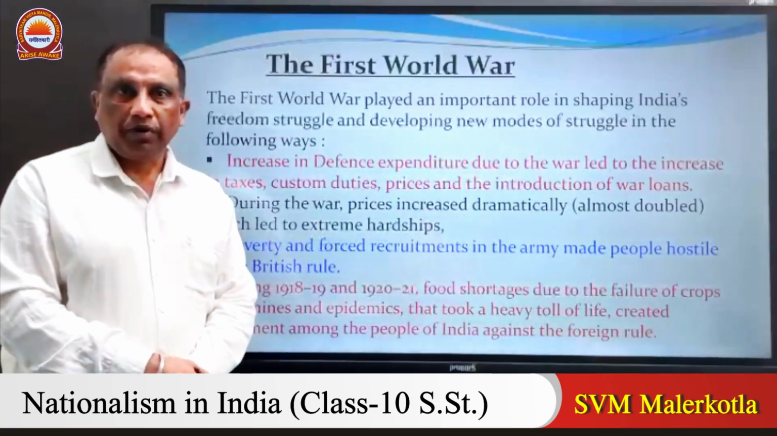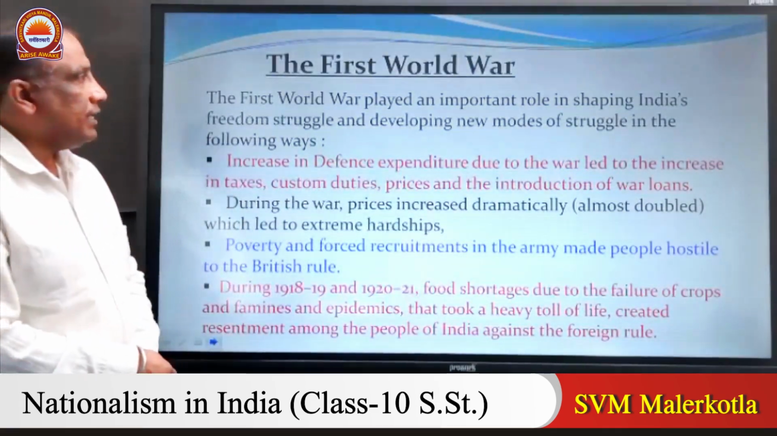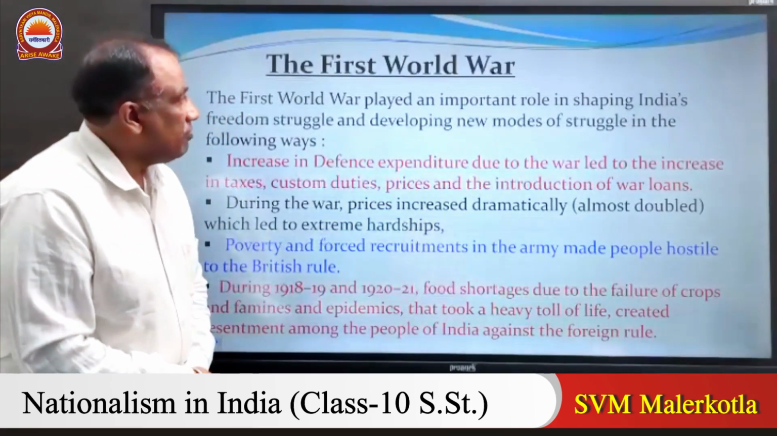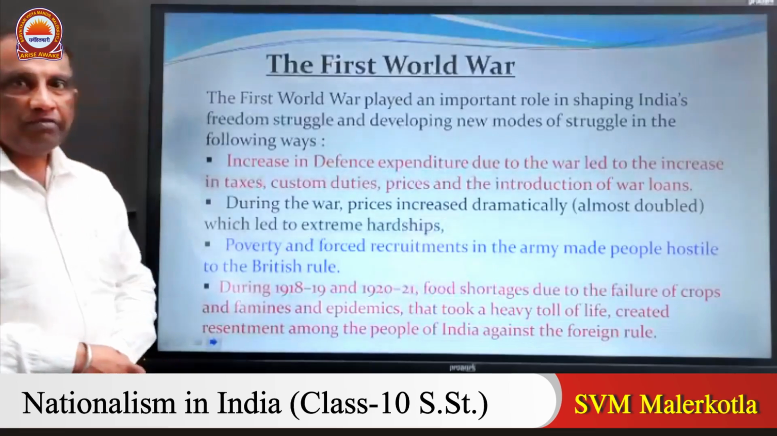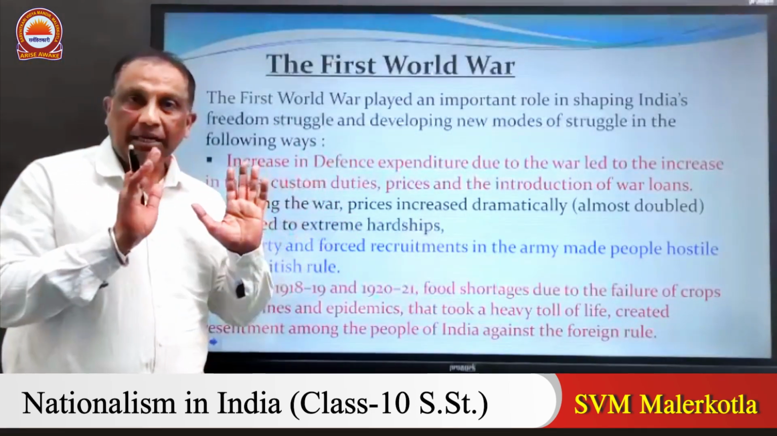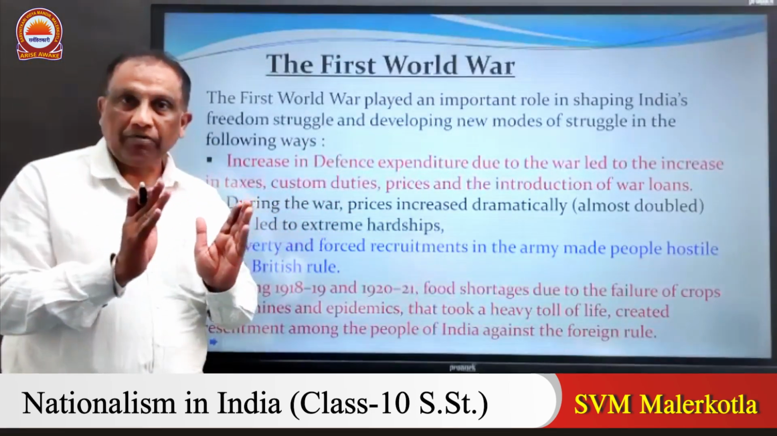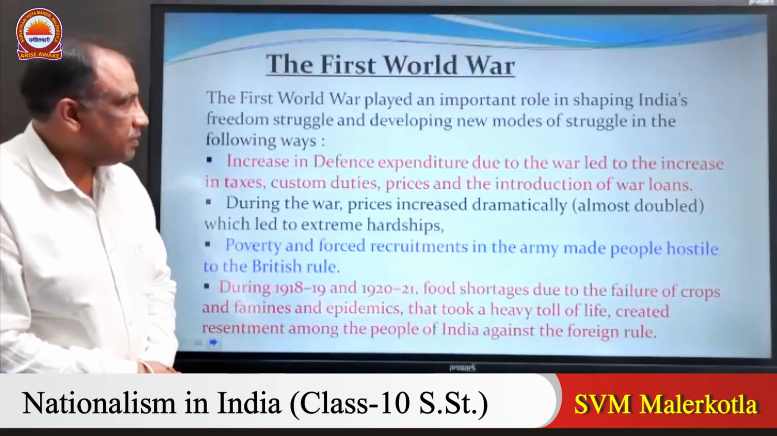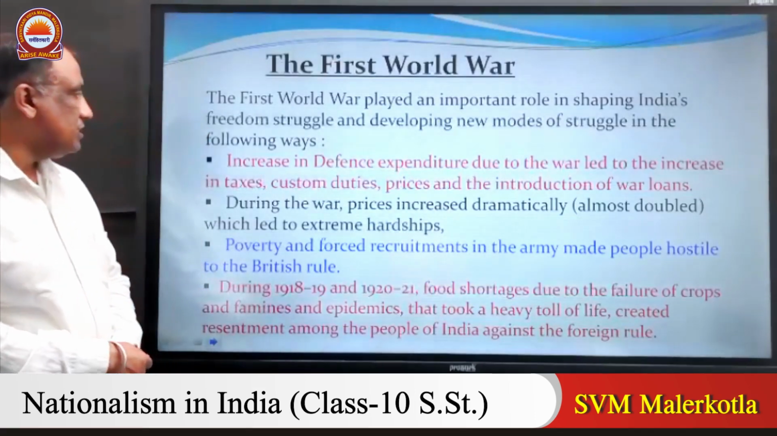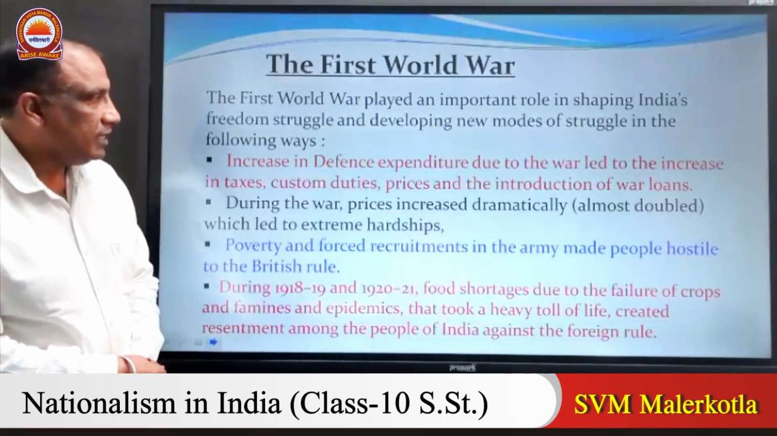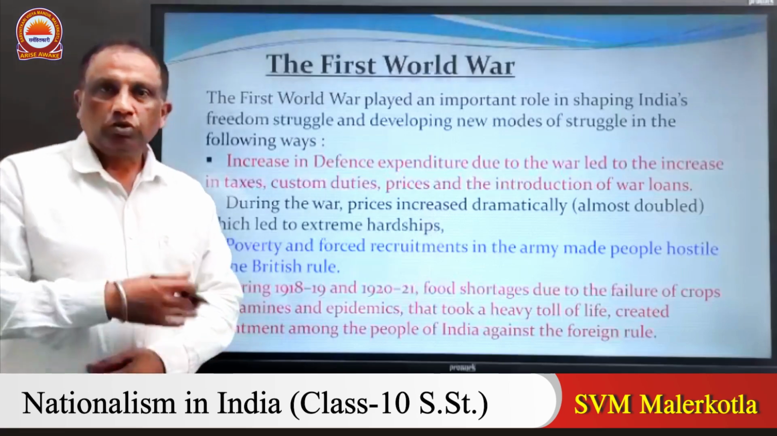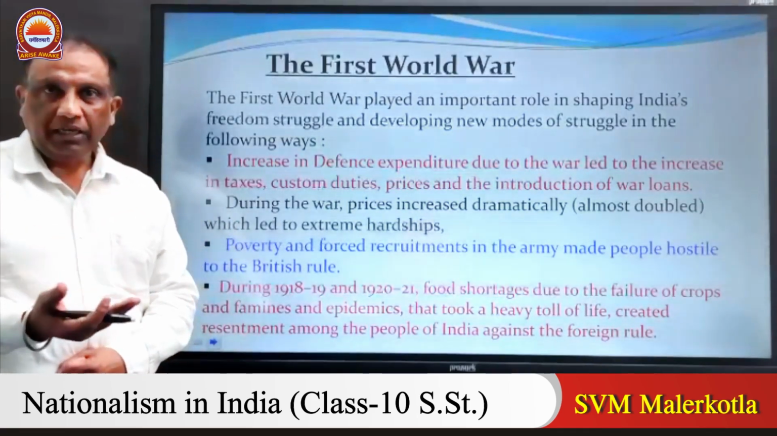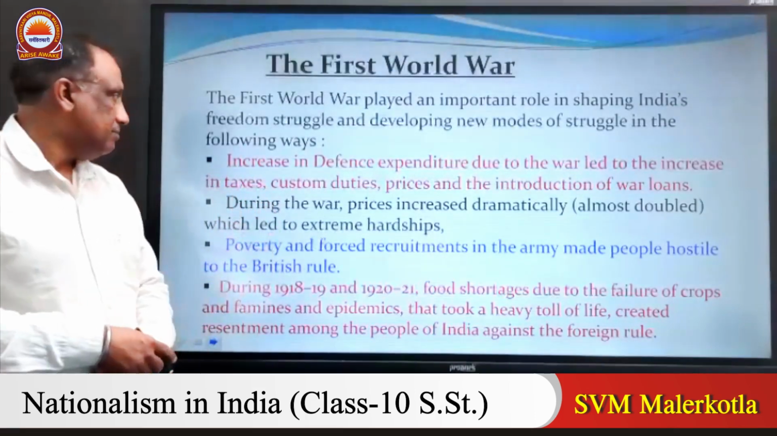Now the First World War. The First World War played an important role in shaping India's freedom struggle and developing new modes of struggle in the following way. So the First World War had a great impact. How it impacted the Indian freedom movement, we will see point by point. First, increase in defense expenditure due to the war led to increase in taxes, custom duties, prices and introduction of war loans. We know that whenever war is there, we need equipment, we need some money. So that is the impact we are seeing during that time.